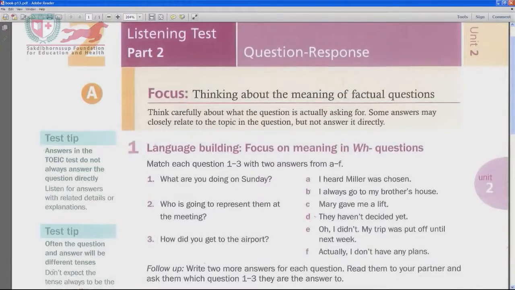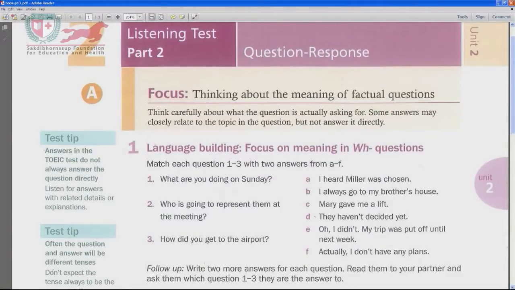And the other answer, how did you get to the airport? Second answer, E. Oh, I didn't. I didn't go to the airport. My trip was put off until next week. So, I didn't go to the airport. How did you go to the airport? I didn't go to the airport. My trip is postponed until next week.